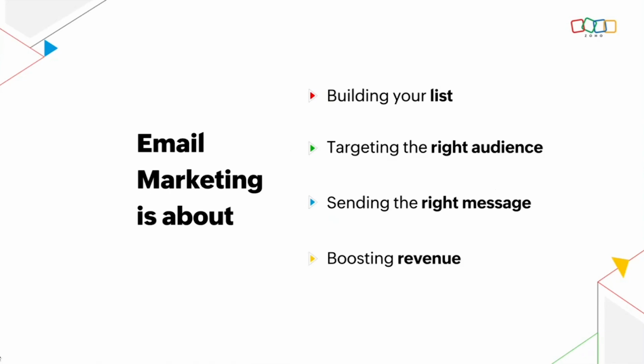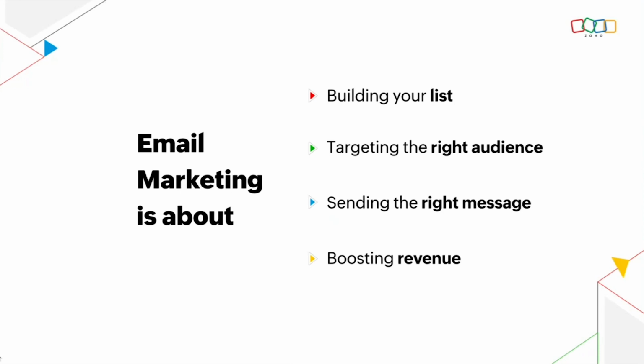So email marketing is basically built on these four primary aspects. Number one, you have to build your lists organically and properly. You have to take it into account that your lists are well trimmed. Your lists have people who have opted in to receive email campaigns, so on and so forth. You have to target the right audience. Again, you have the list. However, you don't know if they are interested in your content or not.